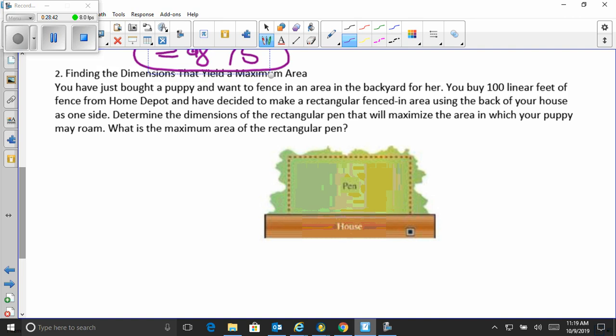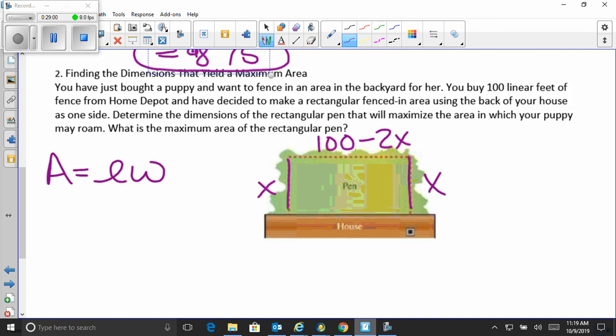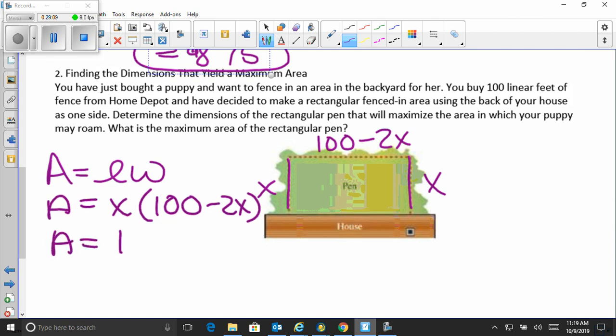So we know that we have one side, we're going to call that x. And then this, we have 100 feet of fence, so this is going to be 100 minus whatever we use on the sides. We're making a rectangle, so minus 2x. So to find the area, that's length times width. So we're going to do x times 100 minus 2x. So area is equal to 100x minus 2x squared. Right, there we go, it's a quadratic.